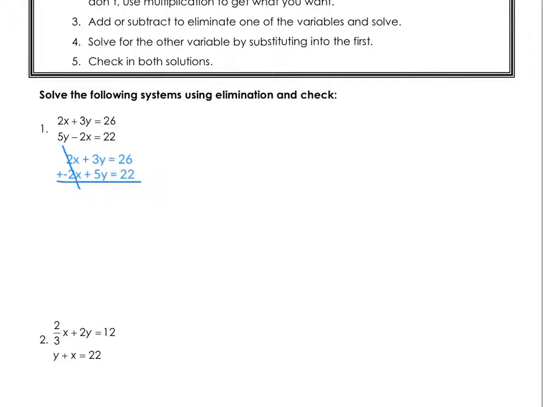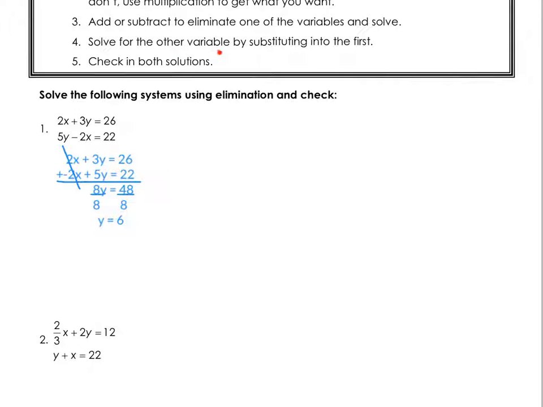So now I can just add everything else, and this is just like what we've done in the past. So I have 3y plus 5y's, that gives me 8y's. And then 26 plus 22, that's 48. And then last step, now I'm going to divide both sides by 8 so I get the y by itself. And when I do that, I get the y value of 6. Well, that's only one point. Now I have to take this back. So I've added or subtracted to eliminate one of the variables and solve.